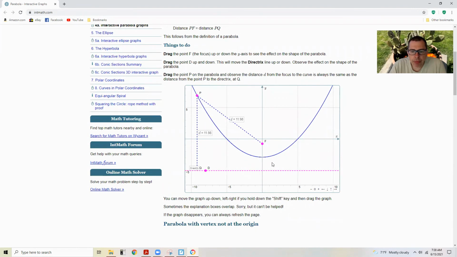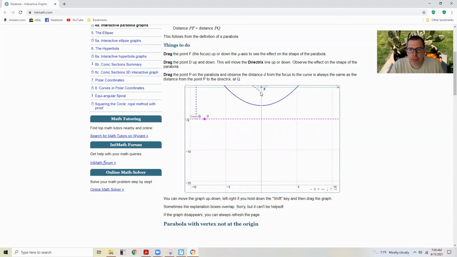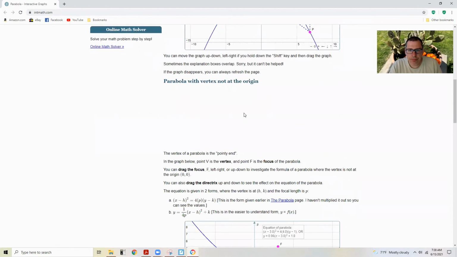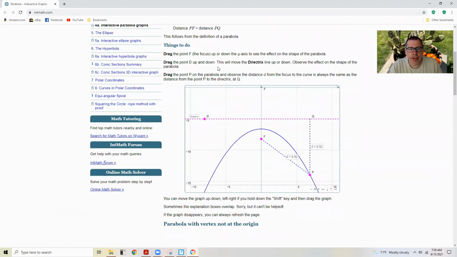Then we can move the graph around too. It says you can move the graph up, down, left, right if you hold down the shift key and drag the graph. So if I hold shift, I can move my graph around, and then I could move my focus down. The one thing it does not allow me to do is move the focus off of the y-axis, where in reality we could shift it over. So that is what this interactive website does, which is pretty cool.